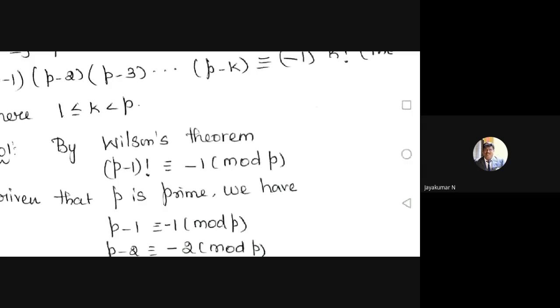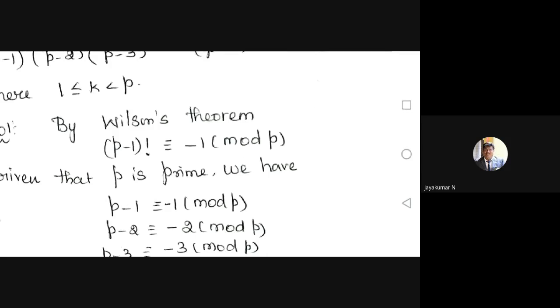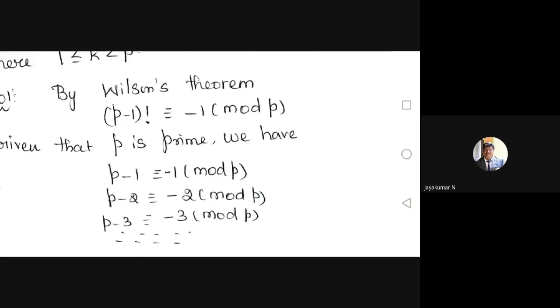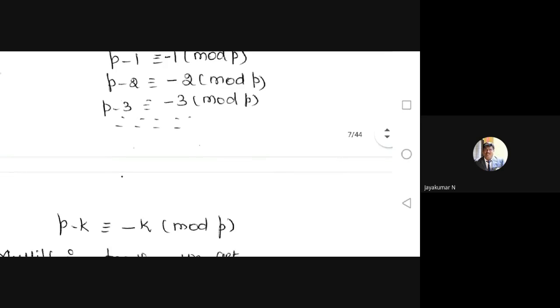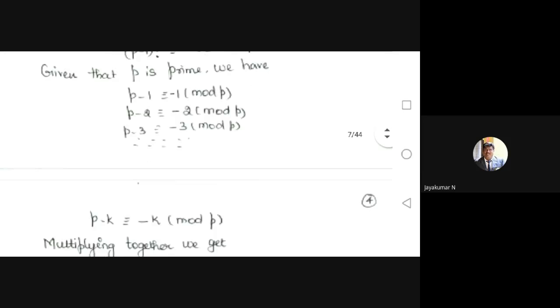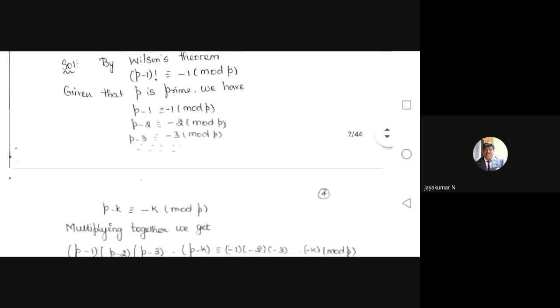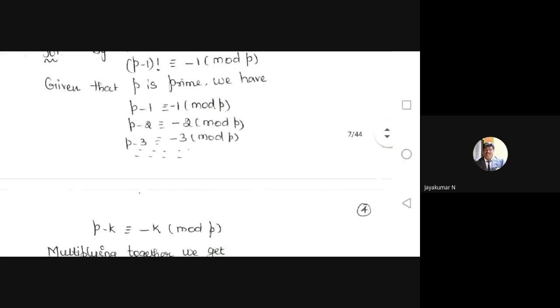Next, P minus 2. When P minus 2 is divided by the mod value P, you get the remainder minus 2. Therefore, P minus 2 is congruent to minus 2 mod P. Similarly, P minus 3 is congruent to minus 3 mod P. So up to the general form, P minus K is congruent to minus K mod P. So now, from P minus 1 to P minus K.